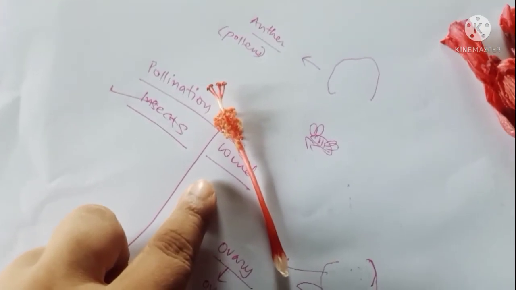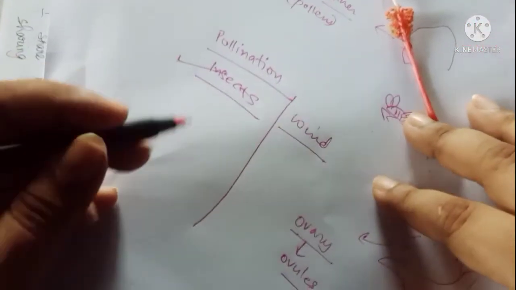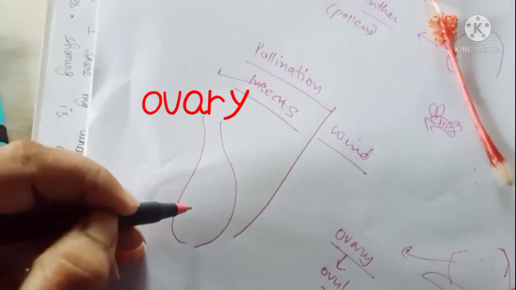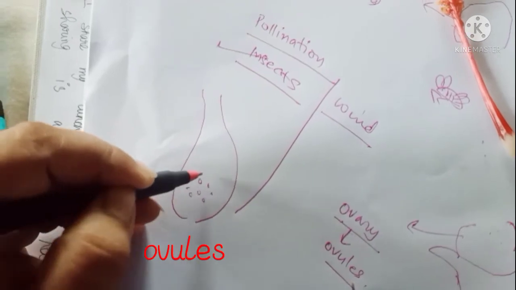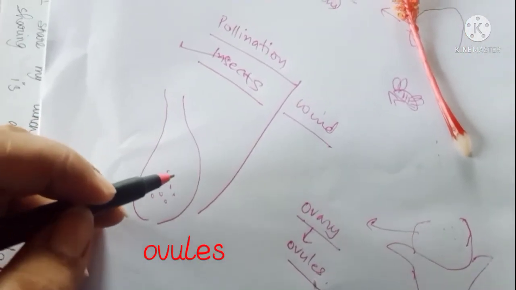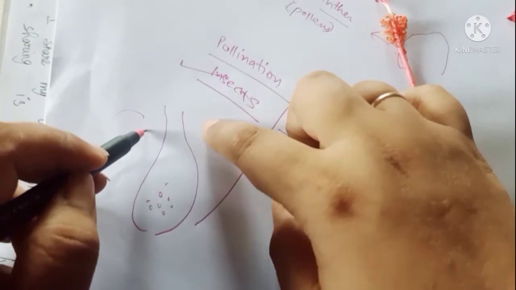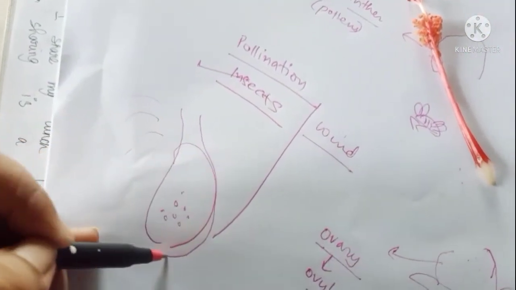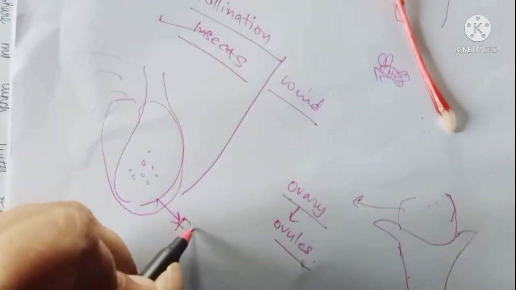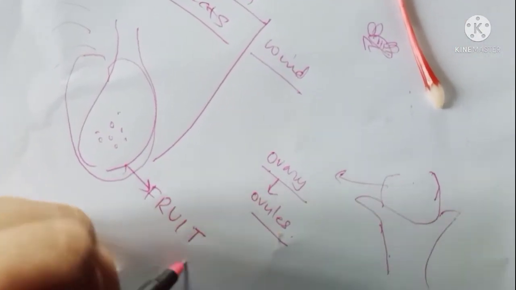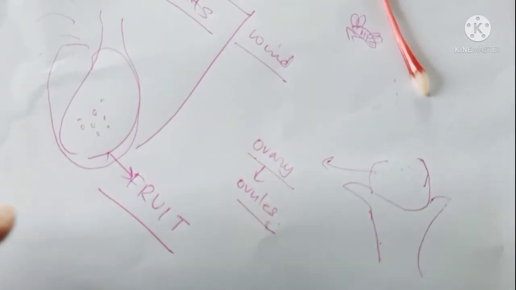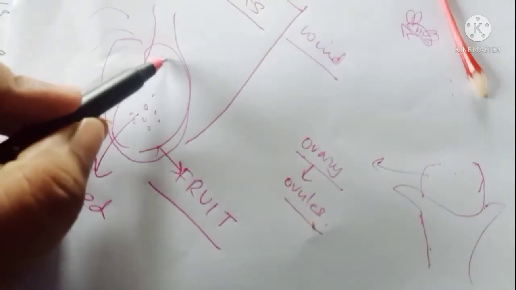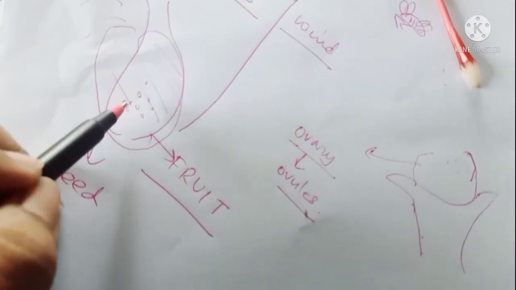Last point, after the fertilization. This is an enlarged version of the ovary which I am showing, and there are small ovules inside this. After fertilization, all the leaves, all the petals and everything just fall off, and the female part, this part, develops into the fruit. The female part develops into the fruit, and these ovules form the seed, and all the remaining portion of the ovary becomes the rest of the fruit.